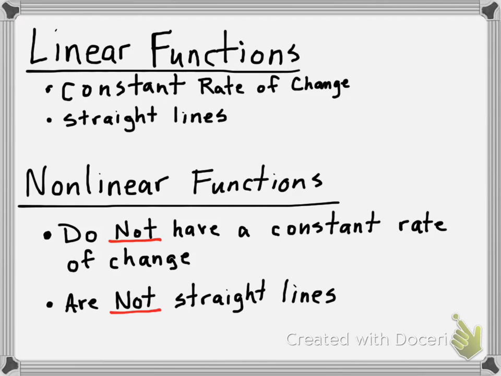Linear means a constant rate of change. The rate of change is always the same. This constant rate of change is what makes the straight line. So if it has the constant rate of change, then it's going to be a straight line. And if it does not have a constant rate of change, then it's not going to be a straight line. And vice versa. So if you can see that the line is straight, then you automatically know it has a constant rate of change. Or if you can see that the line is not straight, then you automatically know it does not have a constant rate of change because it's not changing the same everywhere.